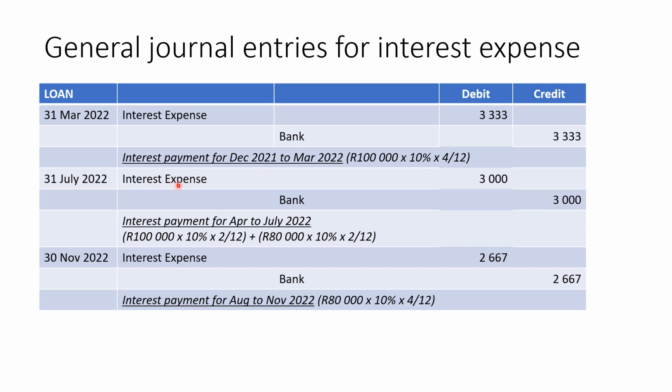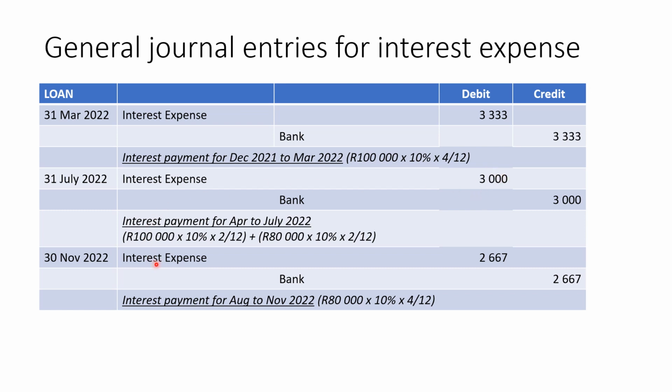Then on the 31st of July, we're going to make our next payment. We're going to pay for April, May, June, and July. But now we need to remember that the loan balance actually changed at the end of May. So it was 100,000 Rand at 10% for 2 months. That's for April and May. But then from May onwards, the balance goes down to 80,000. So for June and July, I'm going to be paying on 80,000 at 10% for 2 months. If you add those two amounts together, that's for 4 months, April to July, the total interest expense is 3,000 Rand.